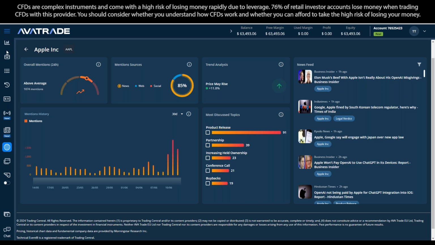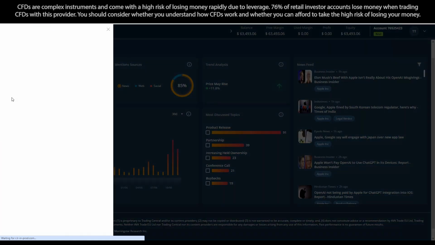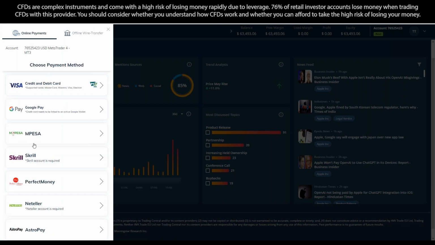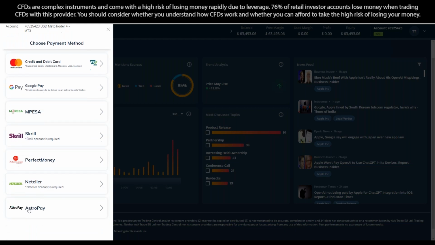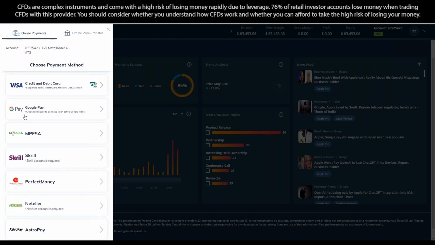So if I go to the money symbol here and click on deposit, it will bring up my deposit options for my region. What it shows for me might be different than what you see, because different regions that we work with have different deposit options. Once this loads, you see online payments: credit card, debit card, Google Pay, M-Pesa, Perfect Money, NetTeller, Astropay, a lot of options with online payments.